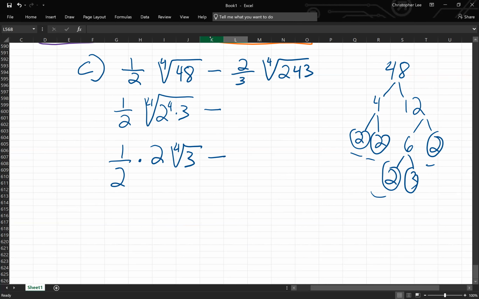You got lost? Where'd I lose you? So you know how to break down 48, right? I'm just looking for two numbers that multiply to 48. And then I just keep breaking it down until I get all of its basic prime numbers. Once I have the prime numbers, I just count how many of them there are. So there's 1, 2, 3, 4 2s, so I have 2 to the 4th power right here. And then I have 1 3.